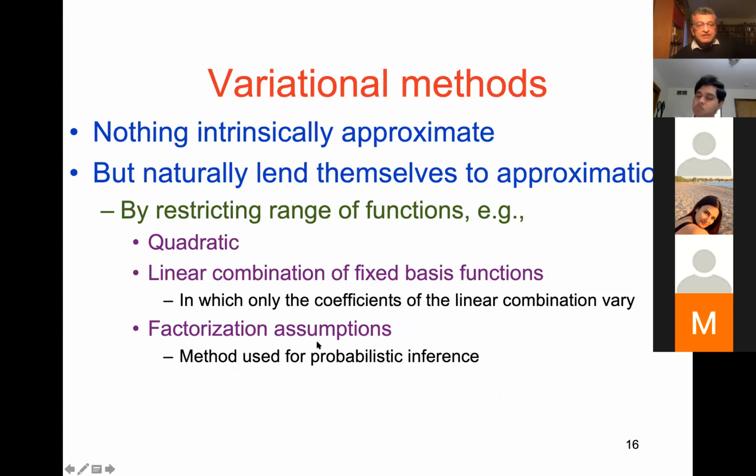Okay, variational methods: there's nothing intrinsically approximate about them, but they naturally lend themselves to approximation by restricting the range of functions. Example, quadratic. We can say we are going to restrict ourselves. We just saw that the binomial was a restriction. Or a linear combination of fixed basis functions, and so on. Some assumptions are made, but the variational method is general.